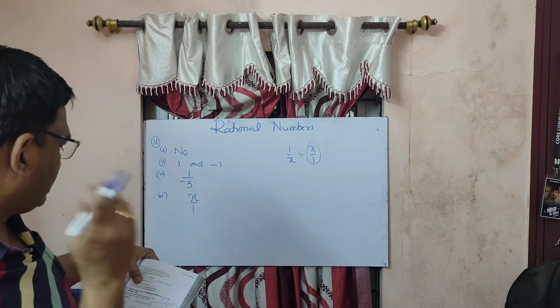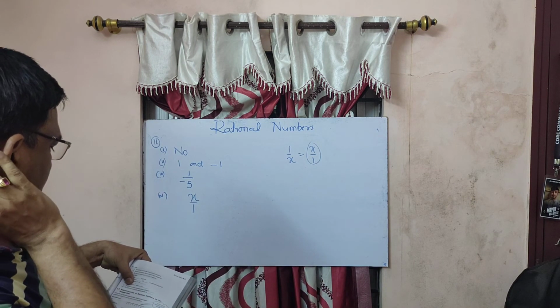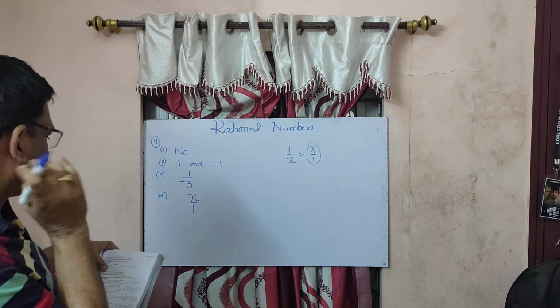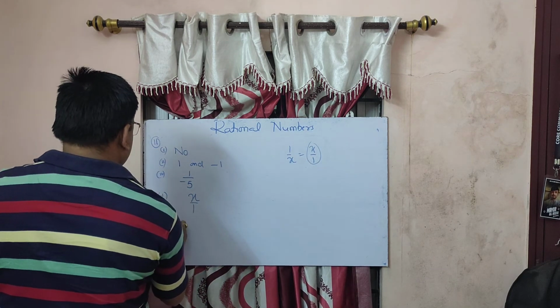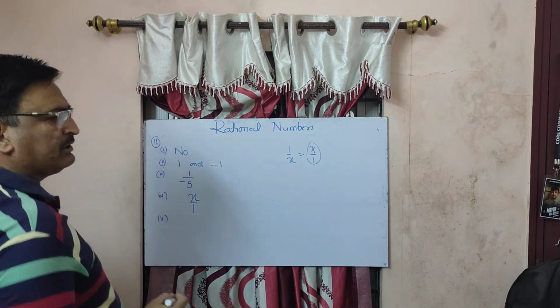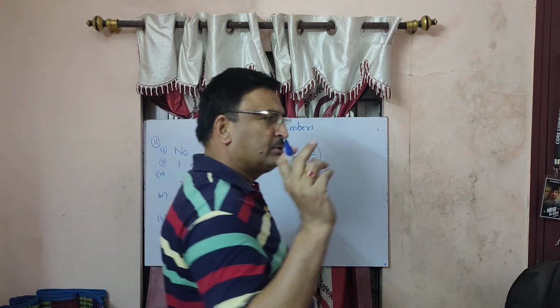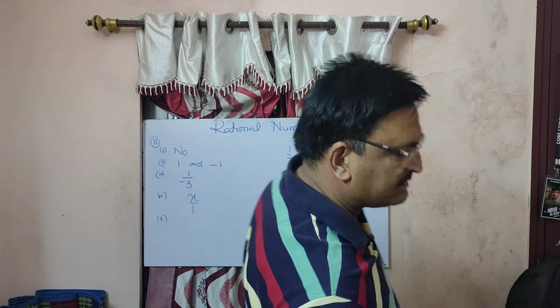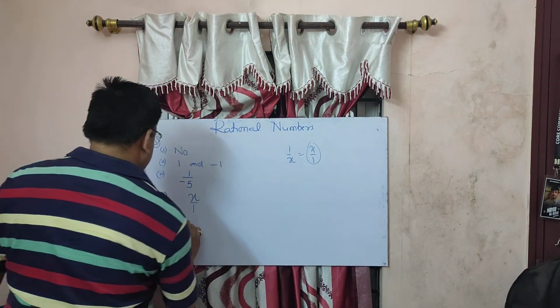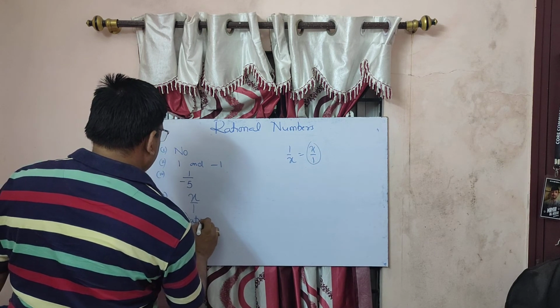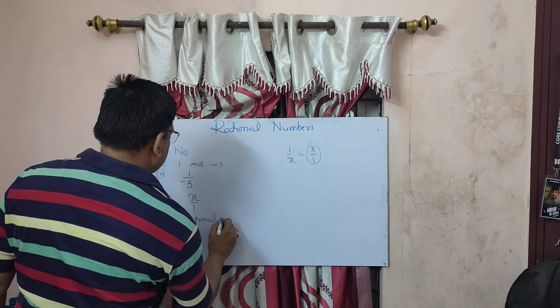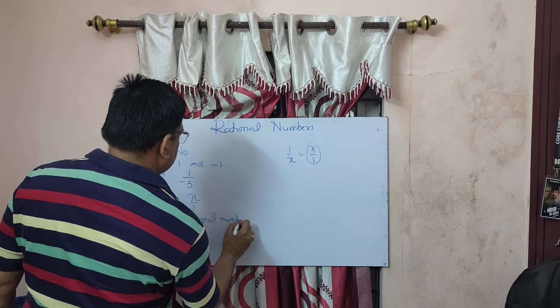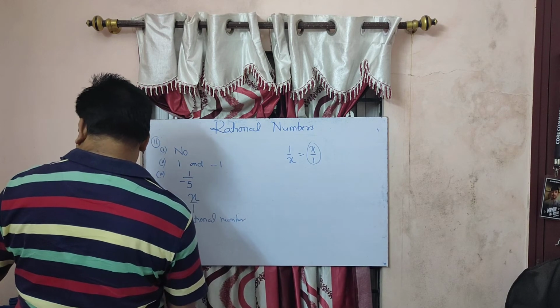The product of two rational numbers is always a. The closure property, what you have done? The product of two rational numbers is always a rational number.